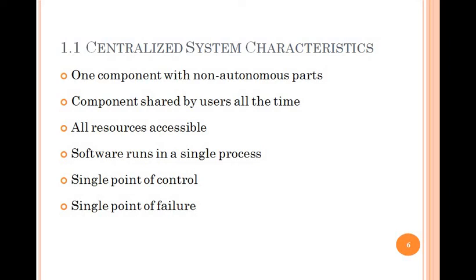So a centralized system runs in a single process. This is very important. A centralized system runs in a single process. There is no need to take concurrency control and synchronization into account. So there is only a single point of control. That component is in exactly one state that is determined by the program counter of the processor, register variables contents, and the virtual memory occupied by the process.